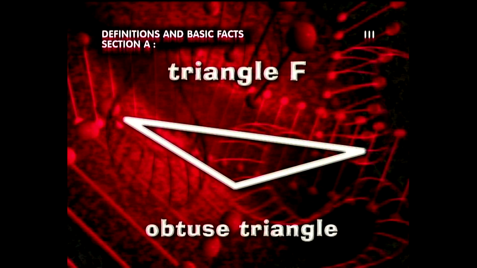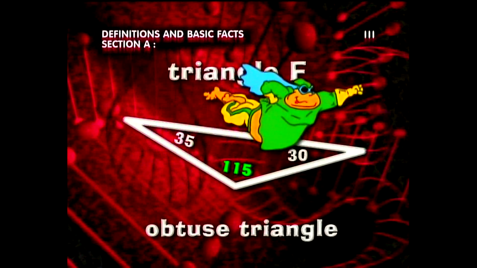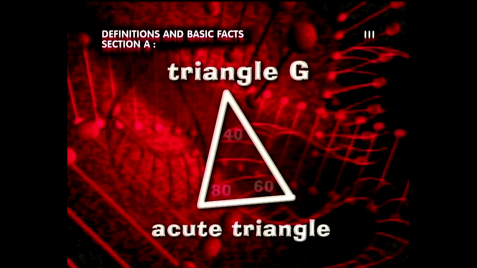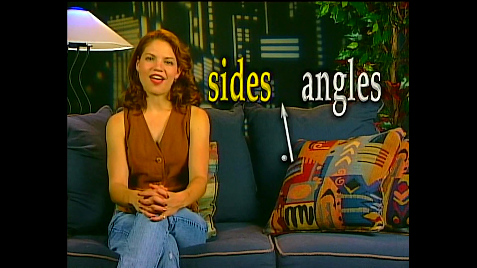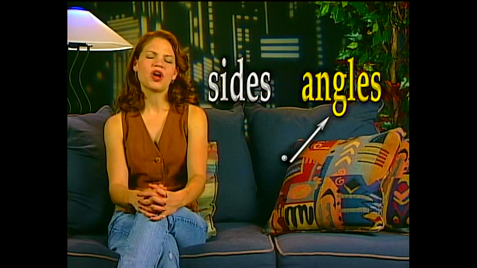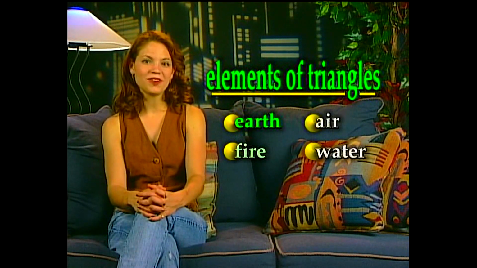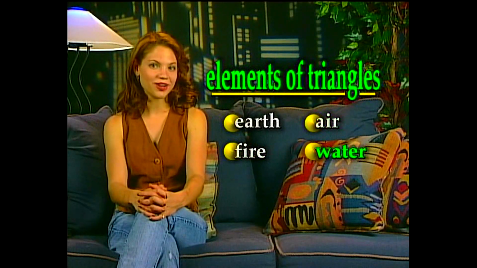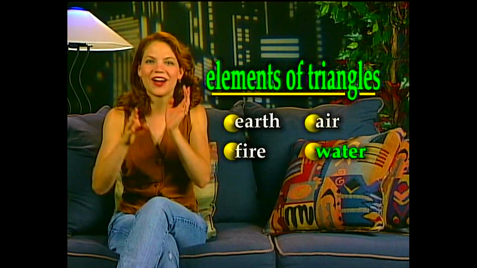Obtuse triangles have 1 obtuse angle. So triangle F here has angles that measure 30 degrees, 35 degrees, and the obtuse angle, which is 115 degrees. Acute triangles have 3 acute angles. Triangle G has angle measures of 40, 60, and 80 degrees. So now we know how to classify triangles, both by their sides and their angles. We can also classify triangles by their elements: earth triangle, fire triangle, air triangle, and water triangle. Get it? Elements: earth, air, fire, water.